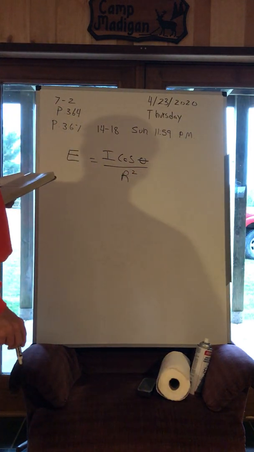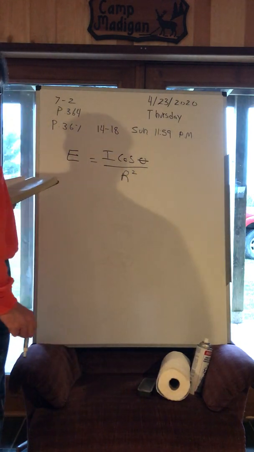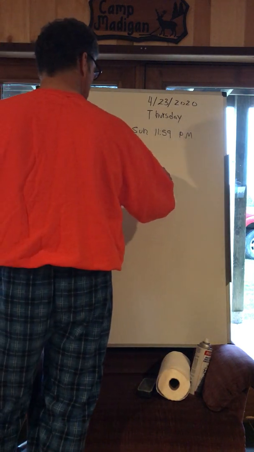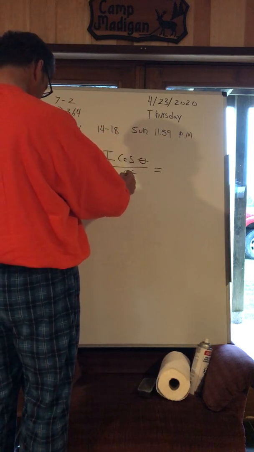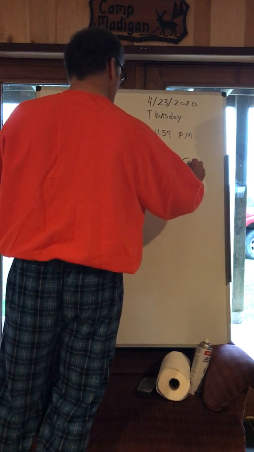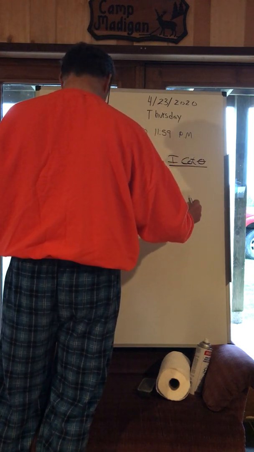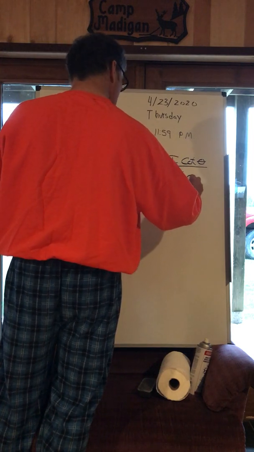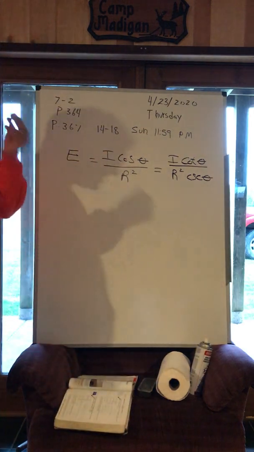And they want to show that it is equal to I cotangent of theta over r squared cosecant. They want to show that I cosine of theta over r squared is equal to I cotangent of theta over r squared cosecant of theta. All right, so now you're messing with physics here.